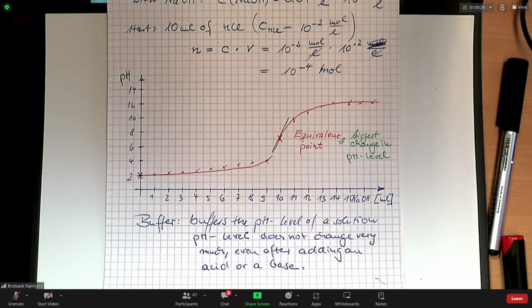So a buffer can work in both directions, in the direction of acidity or alkalinity. We can even create a buffer which buffers more in the direction of acidity, but not to alkali, or vice versa. And that depends on the system.